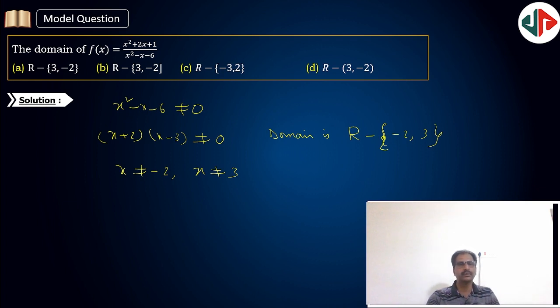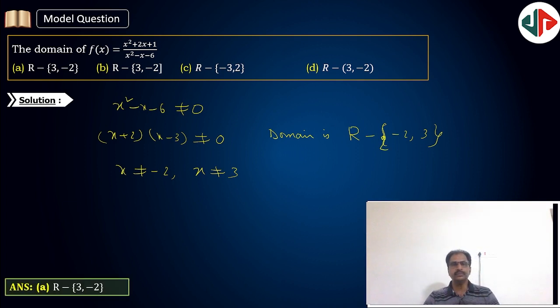Option A is correct. So given function is defined when denominator is not equal to 0. So x should not be -2 and x should not be 3. So x can have any real numbers except those two. Except those two means flower bracket or set. So R minus set of -2, 3 is the domain of the given function.